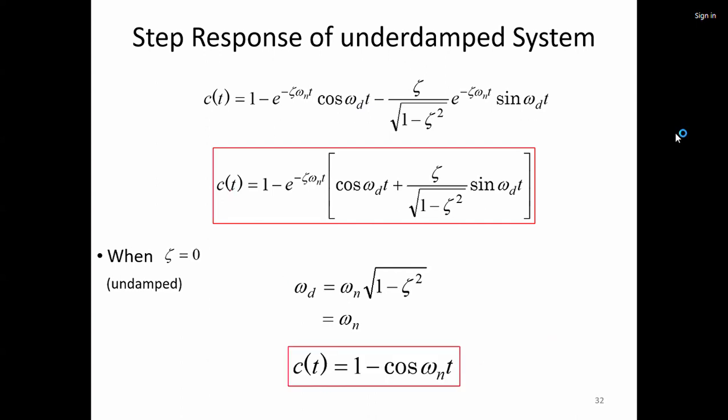So in that case, your output will just become 1 minus, so this becomes 1, e to the power 0 becomes 1, this term goes to 0, so it will be simply 1 minus cos omega d t. Now omega d is basically omega n, so omega n into t.